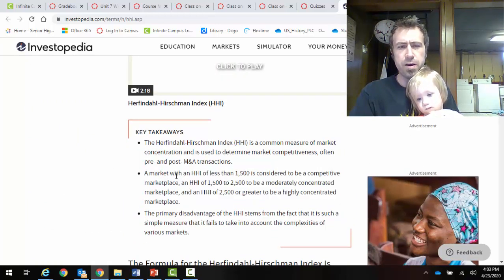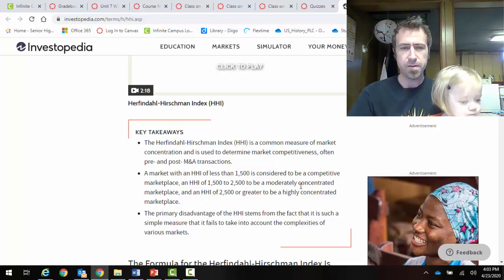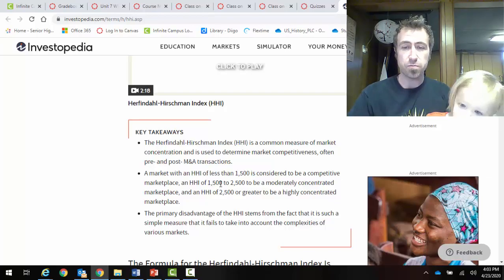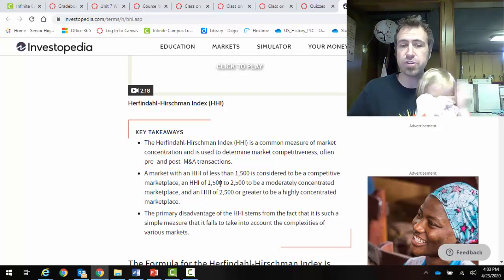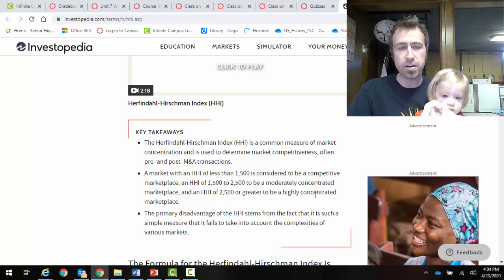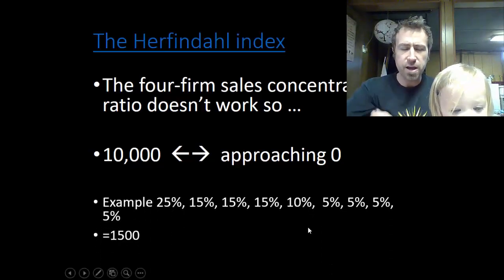It says, a market with a Herfindahl index of less than 1,500 is considered to be a competitive marketplace. A Herfindahl index of 1,500 to 2,500 is considered to be a moderately concentrated marketplace. And so we're right at 1,500. So we would be considered close to competitive or moderately concentrated. Of course, it says a number of 2,500 and greater is highly concentrated. So now you're in the oligopoly, monopoly market region if you're above 2,500. All right, so we have our example.